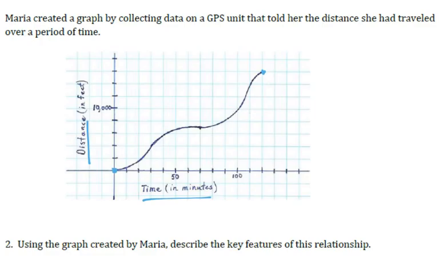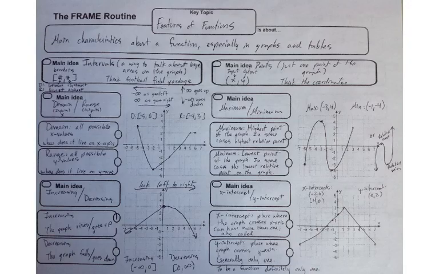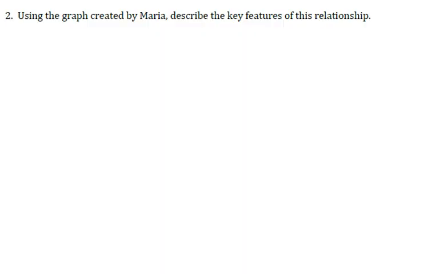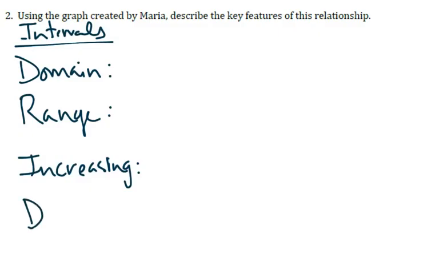Now, using the graph created by Maria, describe the key features of this relationship. So once again, we're using those same key features. And we also have that side of the frame that takes a look at domain and range, max, min, x and y intercepts, increasing and decreasing, from the point of view of the graph. So we're doing the same idea. So we've got the intervals, key features. That's, once again, domain, range, increasing, decreasing.